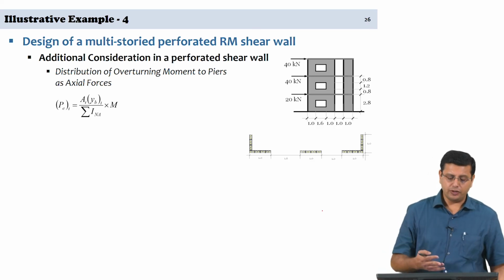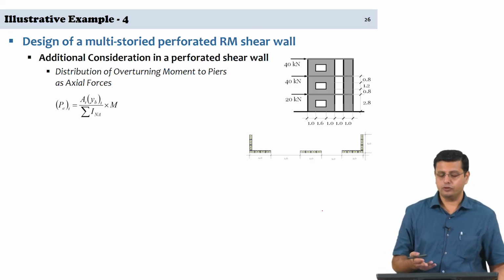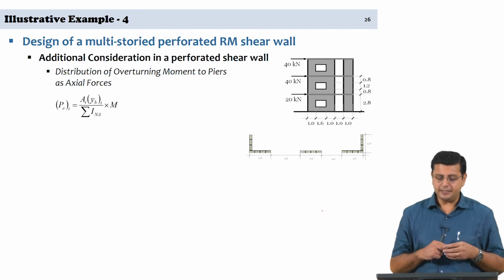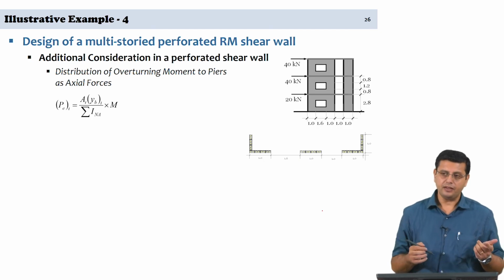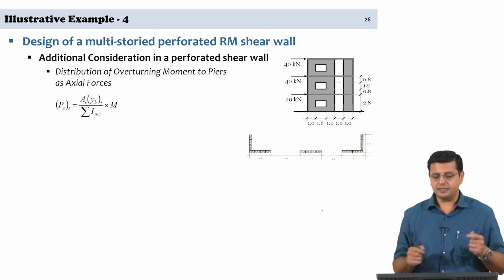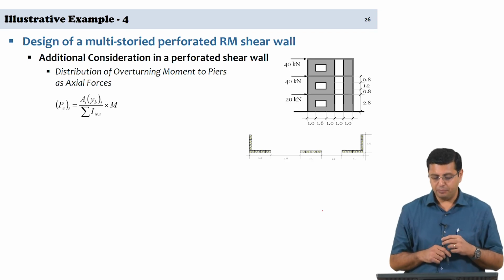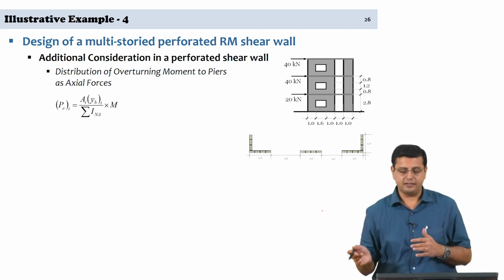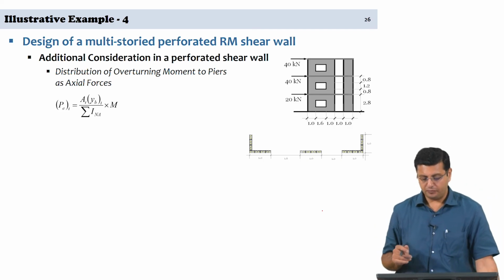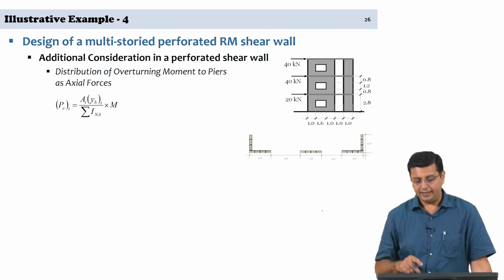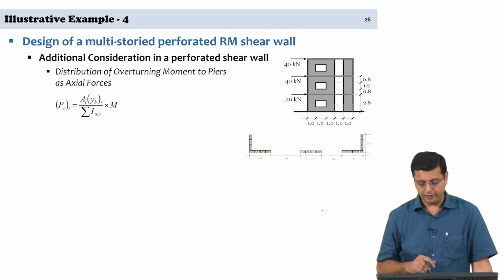But if you were to look at a perforated reinforced masonry shear wall, the one item that would change, and you need to adequately consider that in your calculations, is the overturning moment, which causes different axial forces in piers. There is a change in the axial force due to the earthquake force and the overturning moment caused by the earthquake force, and that has to be accounted for in your calculations.